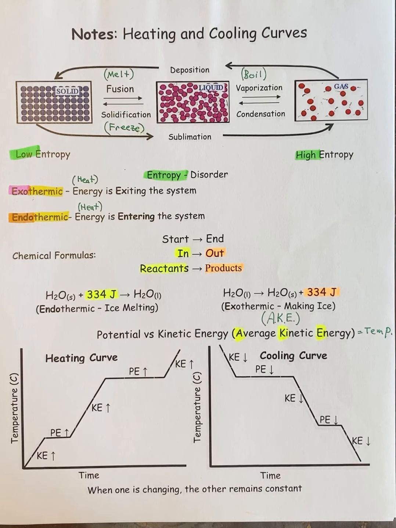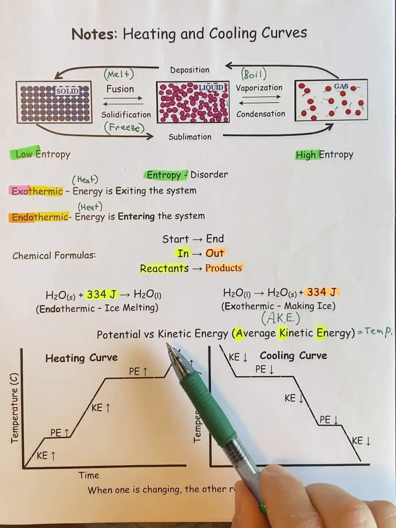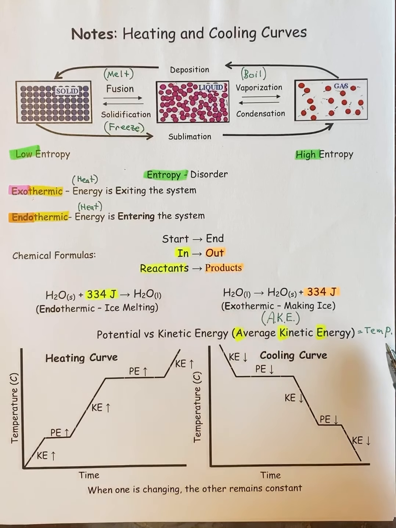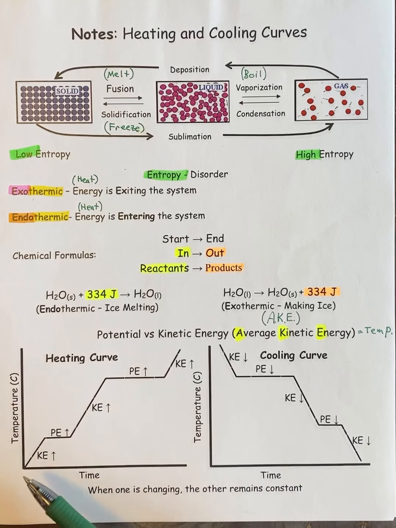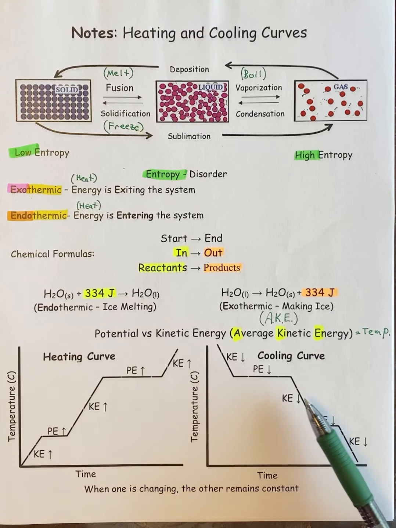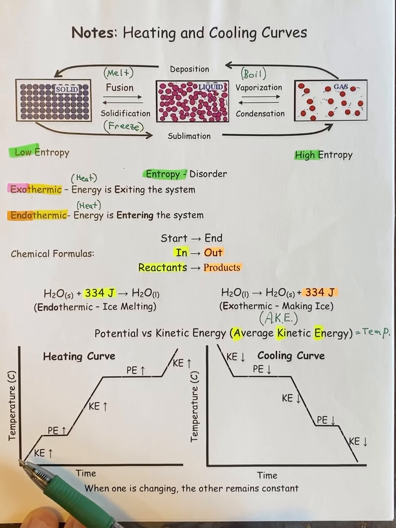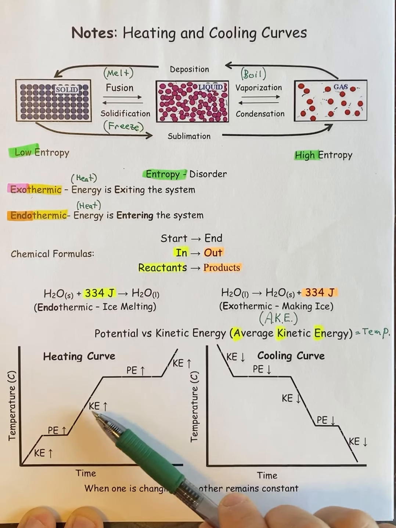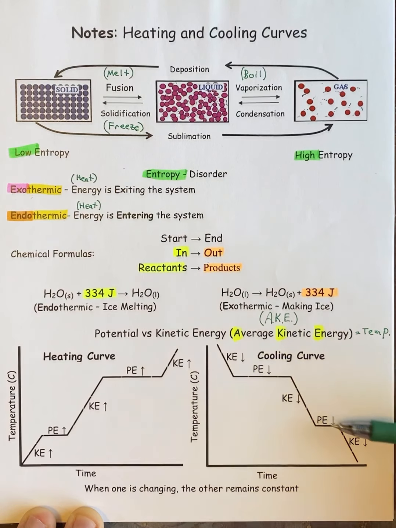But here's the way to remember kinetic and potential. It's very simple. Kinetic energy, otherwise known as average kinetic energy, or AKE, is the temperature. So if we look at this graph, temperature is on the y-axis, which means temperature is changing on the angled parts and it's staying the same on the flat parts. So if we're reading this from left to right, the kinetic energy or the temperature goes up on these three angles, and it goes down on the same three if we're looking at a cooling curve. Okay, so that's kinetic energy.